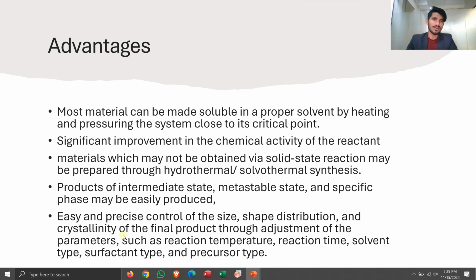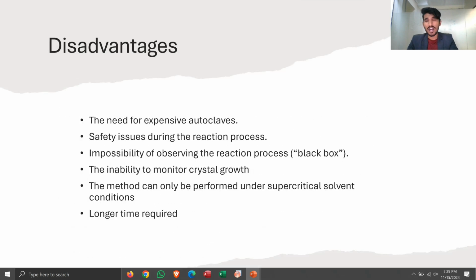Well, all of these advantages belong to the hydrothermal method, but there are also some disadvantages that you need to understand. First of all, there is the need for expensive autoclaves, and there are safety issues during the reaction process. You cannot observe this reaction because it is taking place in an autoclave, and that autoclave is placed in an oven. You can just see the temperature, or the time remaining, but you cannot monitor what's happening inside that autoclave. So that is one of the disadvantages. And there is the inability to monitor crystal growth. Similarly, if you cannot see what's happening inside the autoclave, you cannot see how the crystals are being formed.